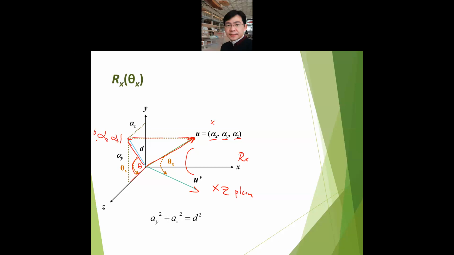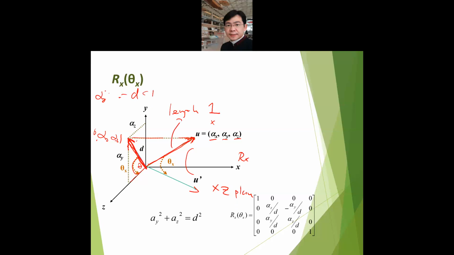Theta x here, right? One idea is that the original u here is a univector, so the length is 1. But d, because it's a projection, should be smaller than 1, right? And d is equal to the square root of alpha y squared plus alpha z squared, right?